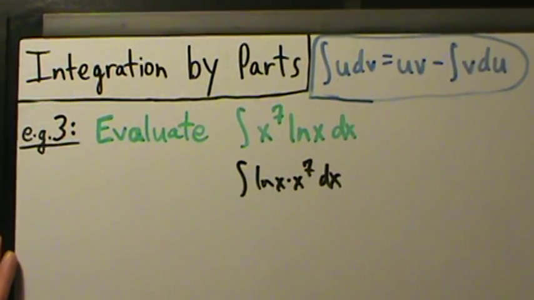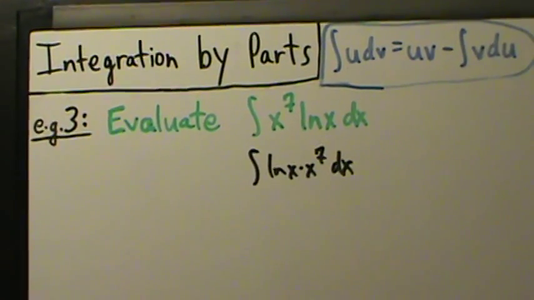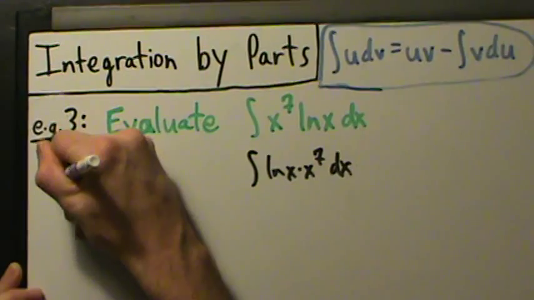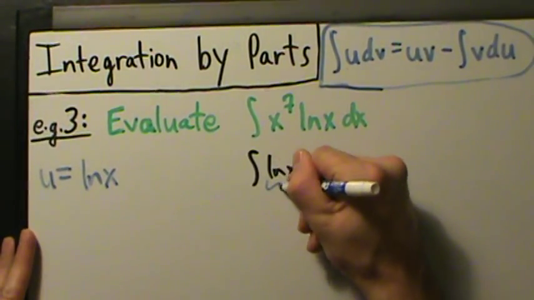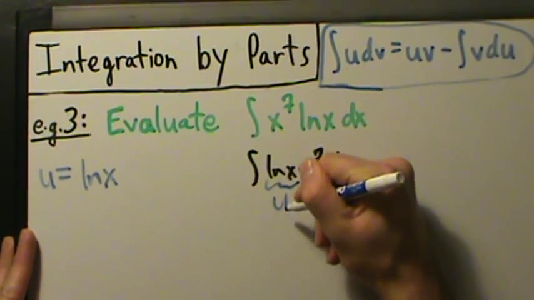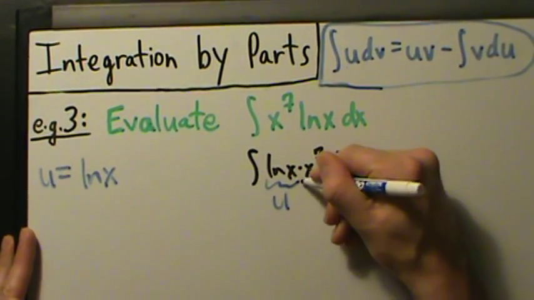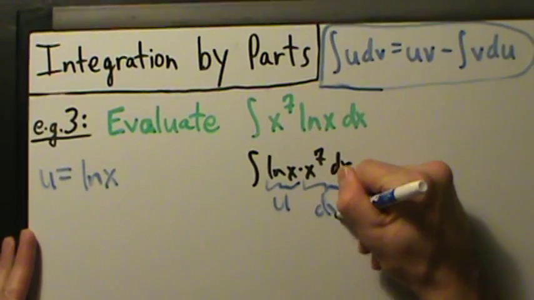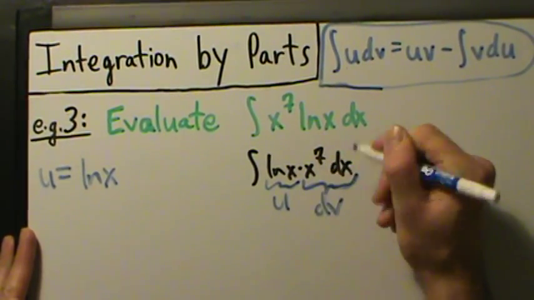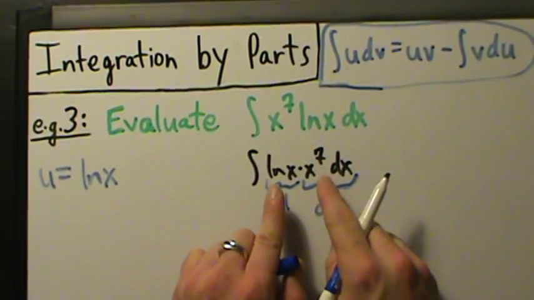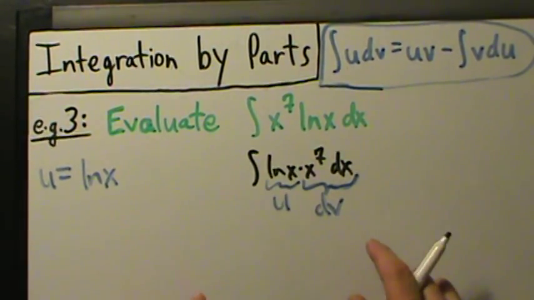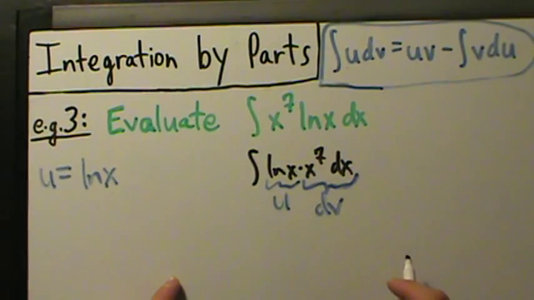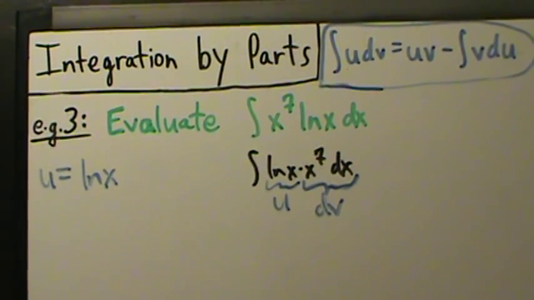Why do I want to do it like that? Because it's going to be easier. If we choose u to be natural log of x, then here's our u. And remember, once we choose u, dv is everything that's left. So this here is dv, everything that's left, including the dx. That's why I rewrote it like this, because it's easier to point out what dv is. dv is x to the 7th dx. That's the only reason I switched these around.